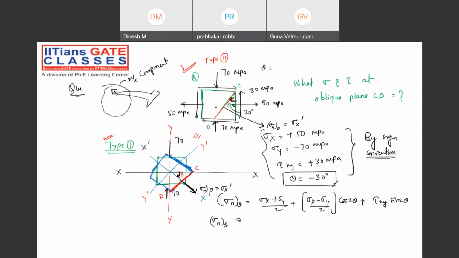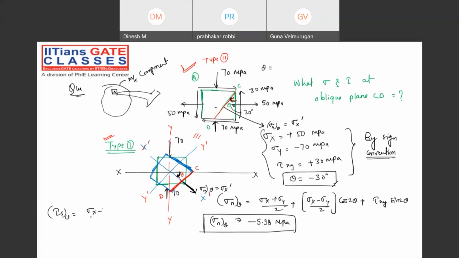Done, all of you? Sigma theta is minus 5.98. Are you getting minus 5.98? Now, what about tau s theta?